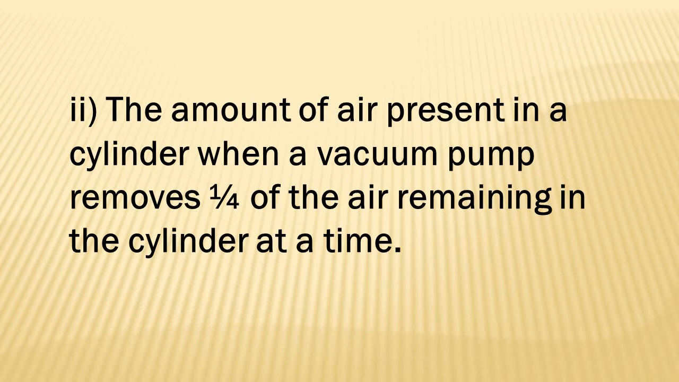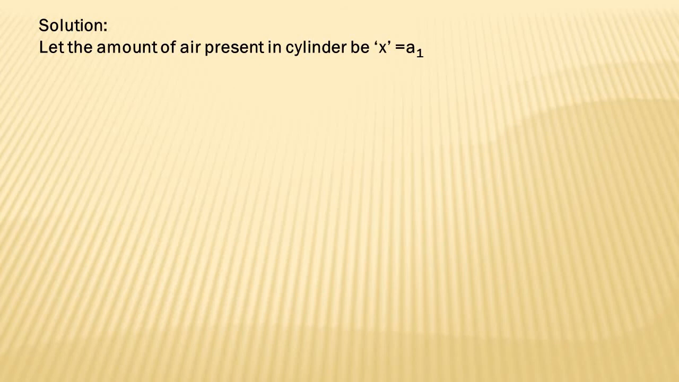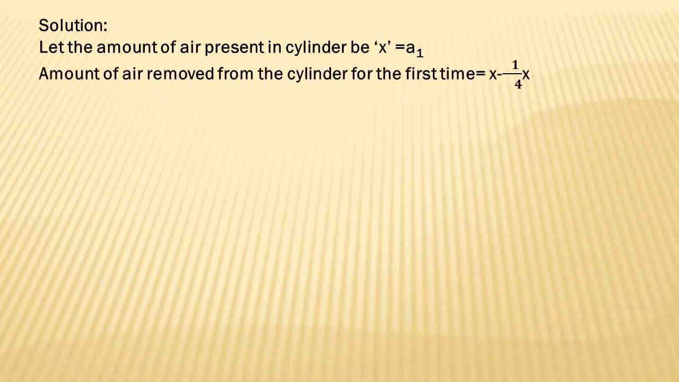So in this situation, we take the first term to be x, okay? Let's take it. The solution. So let the amount of air present in the cylinder be x, and this could be our first term, okay? Now how do we find out the second term? According to the question, we have to remove 1/4 of the first term to get the second term, okay? Every time the air is being removed, alright? So here you remove 1/4 of the first term. So x minus 1/4 of x.